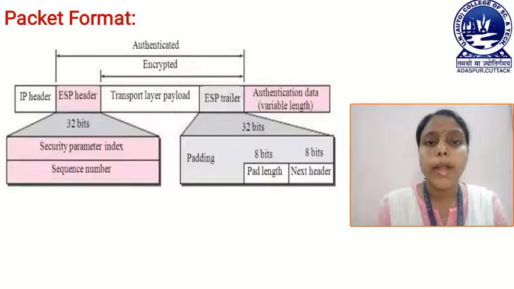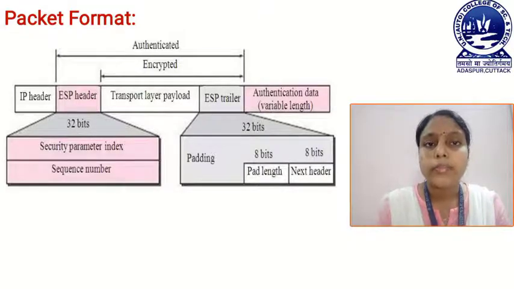Now look at the packet format of the ESP protocol. In this packet format, there is an IP header, and after the IP header there is an ESP header. Then the transport layer payload or transport layer data. Then the next field is the ESP trailer. The last one is the authentication data, which is of variable length.